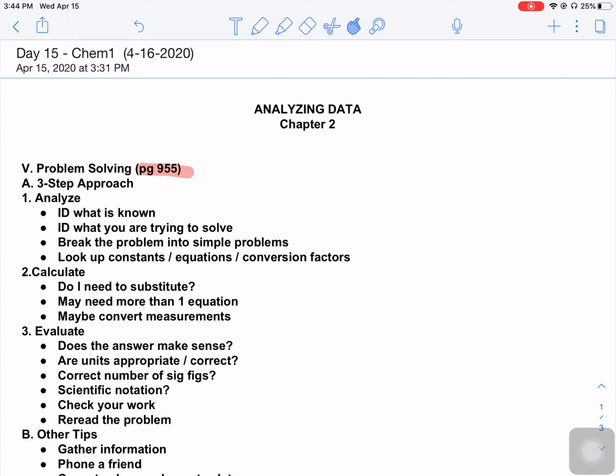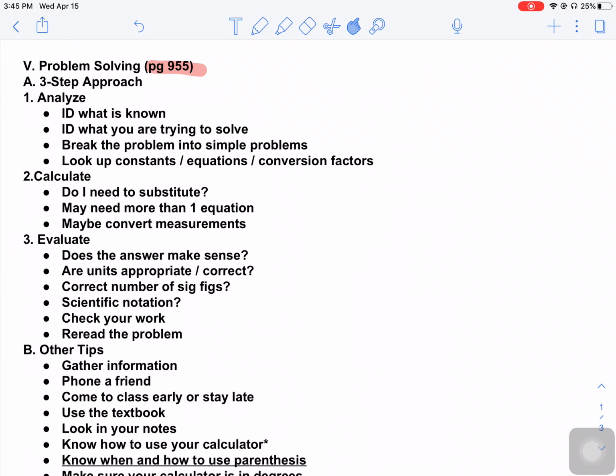All right, so this is the way the book breaks down problem solving. It's really just a logical approach. Anytime you're doing a problem, just read the problem first. Identify what is known. Do I have speed? Do I have time? Do I have distance? What is it that they gave me? Then you're going to identify what it is that you're trying to solve. I usually underline or highlight that if it's a word problem.